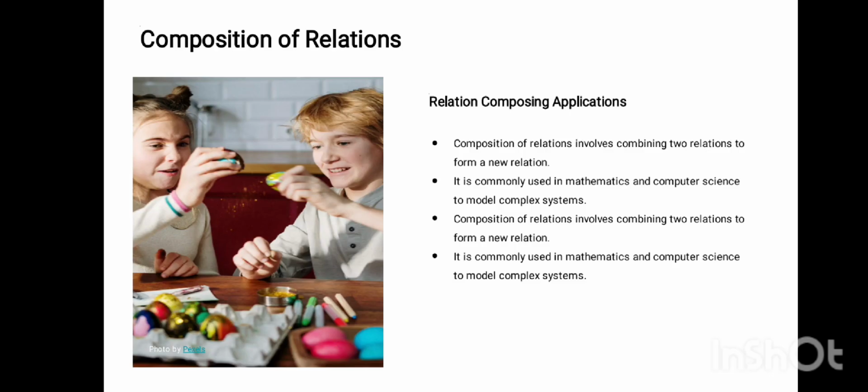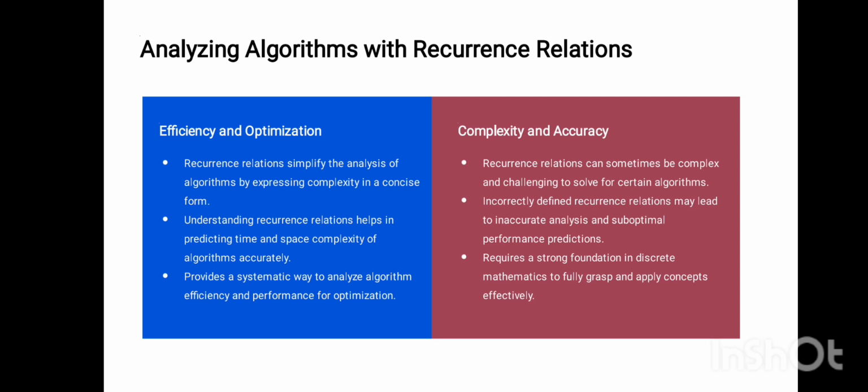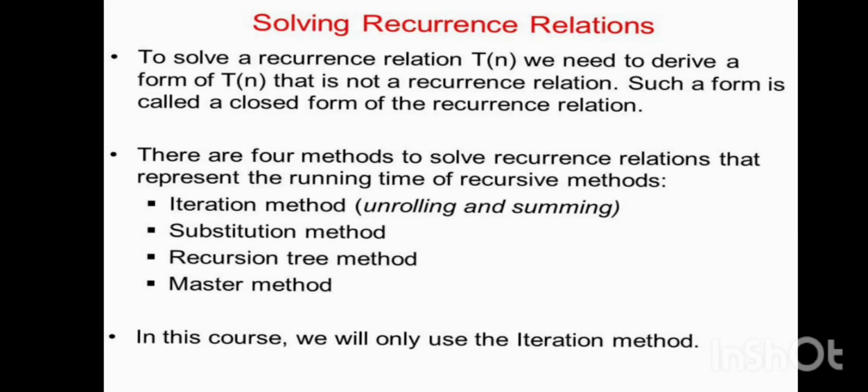Recurrence relations are not just abstract concepts. They have real-world applications too. Take population growth prediction, for instance. It's a classic example where recurrence relations come into play. Biologists use them to predict the number of individuals in a population over time, considering factors like birth and death rates. Another fascinating application is financial forecasting. Economists and financial analysts use recurrence relations to predict future economic trends based on past data. They can forecast stock prices, inflation rates, or even the GDP of a country.